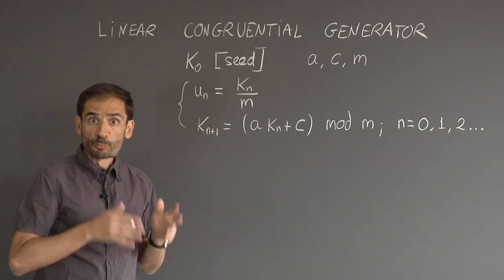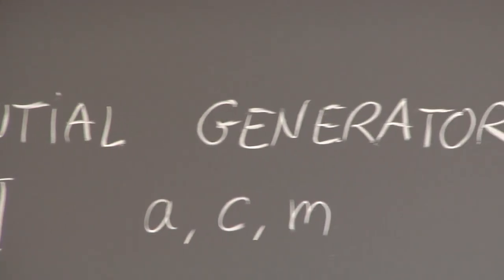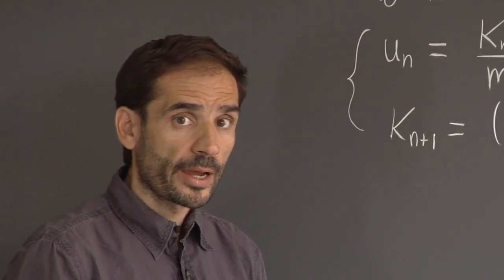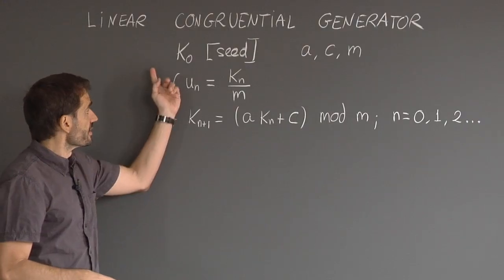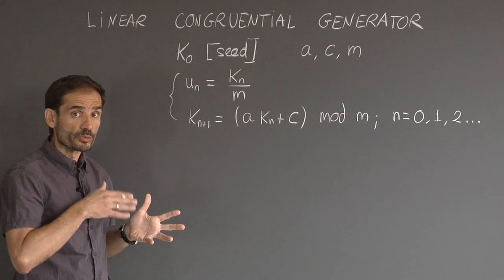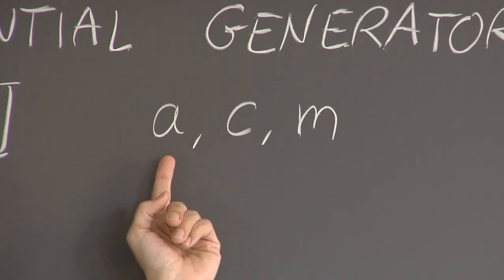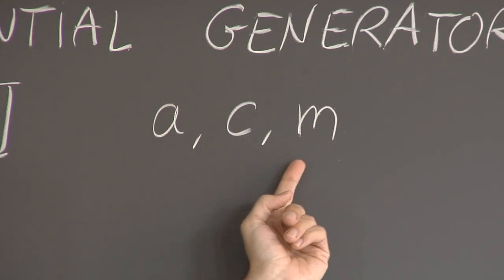Let's do a little computer archaeology and analyze linear congruential generators. This will allow us to understand what types of difficulties one can encounter when designing algorithms to generate random numbers. The linear congruential generator has a number of parameters. For instance, it takes the value k0, which is a seed. This is an integer between 0 and m-1. And then it takes three parameters, a, c, and m.